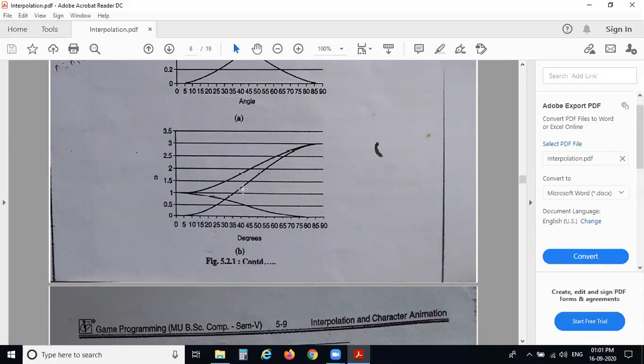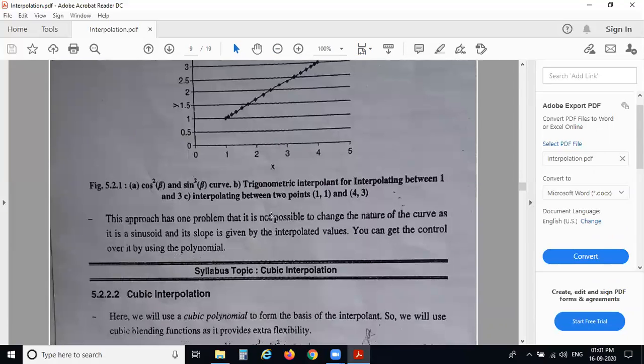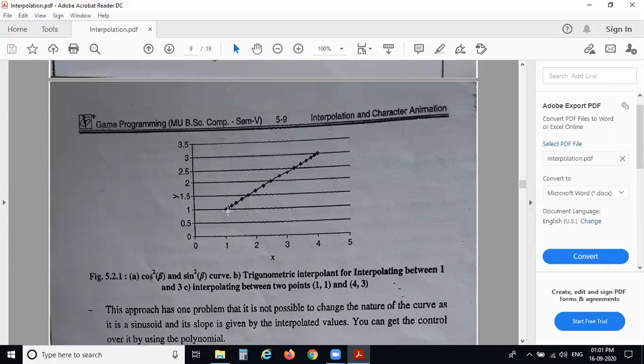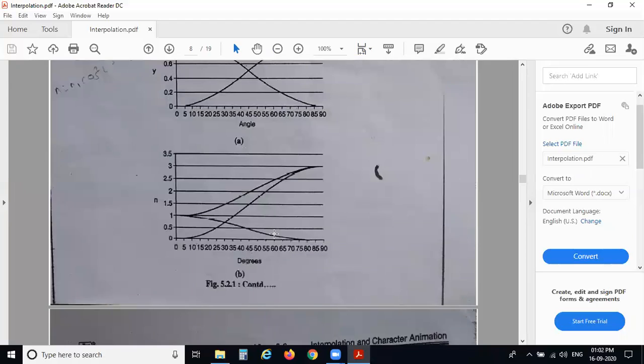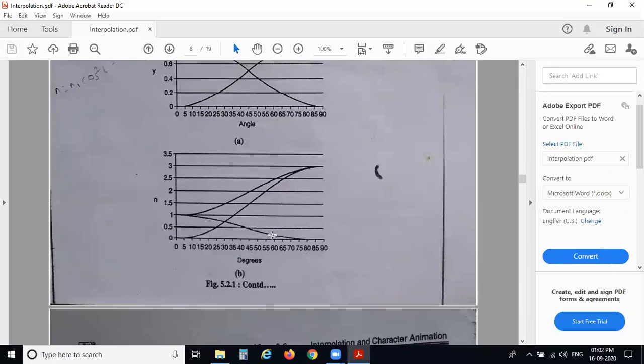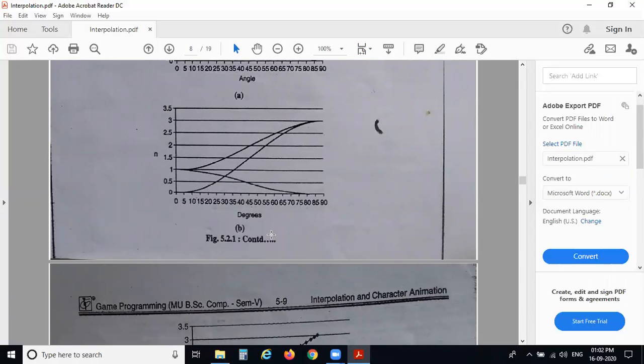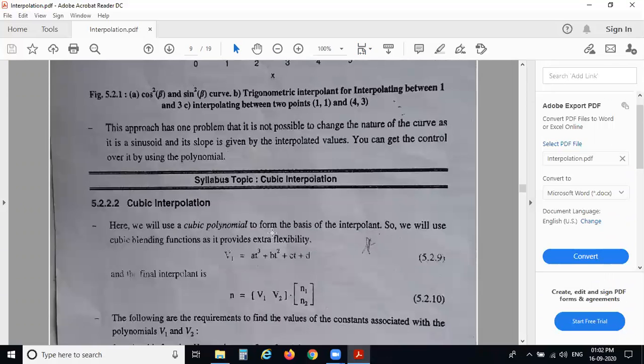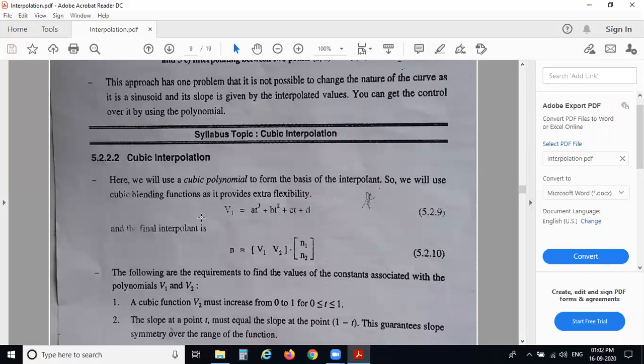So this is the 1 and 3 interpolation curve, and the next one interpolates between two points 1, 1 and 4, 3. This is 1, 1 and 4, 3, and this is the curve. By using trigonometric interpolation, we use these types of curves in graphical applications. Then the next type is cubic interpolation.